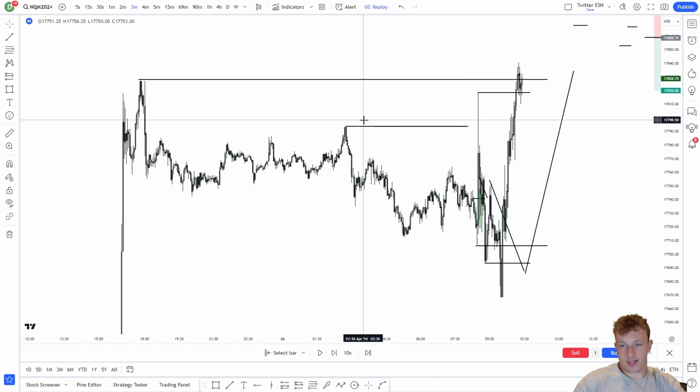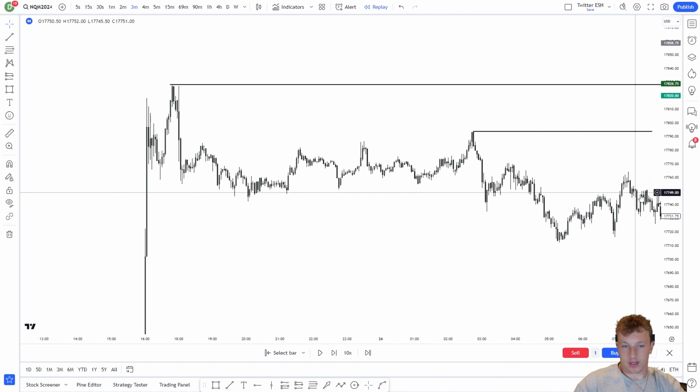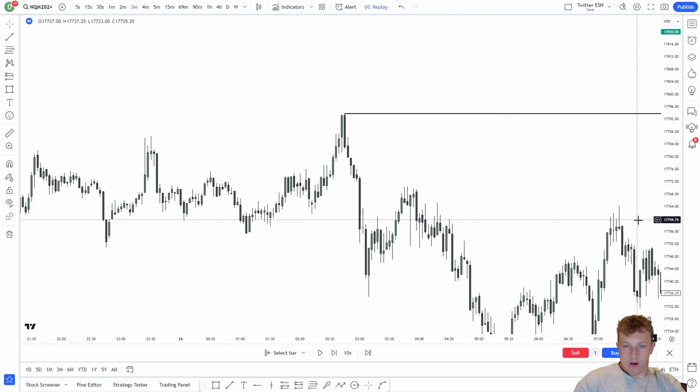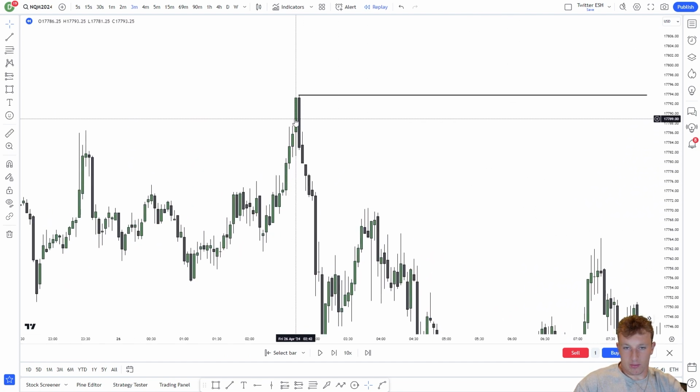So it took me a lot to learn that as well. It's just not easy, but yeah. Now, with this, are there any order blocks here? No.